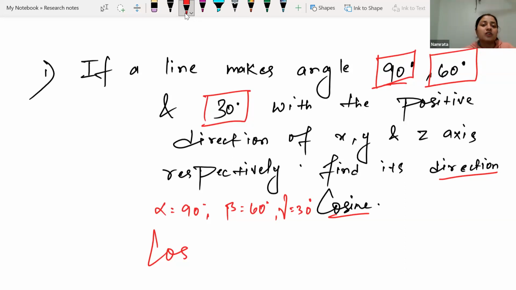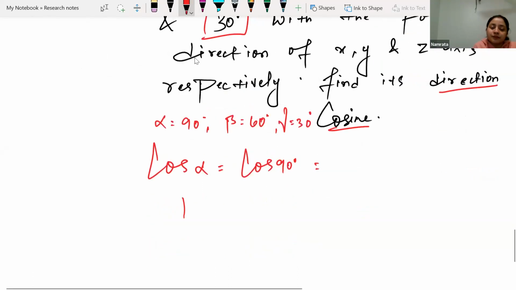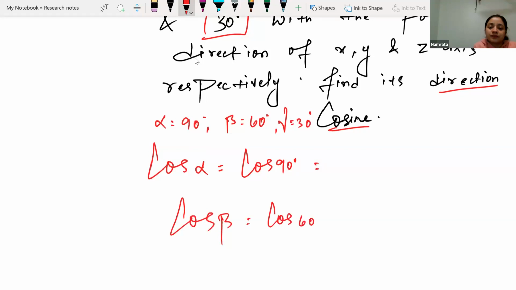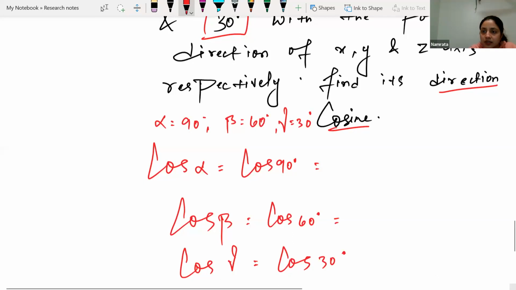Cosine means cos theta. So cos alpha we have to find, that is cos 90 degree. Then we will find cos beta, that means cos 60 degree, and then cos gamma, that is cos 30 degree. Now tell me what is the value of cos 90 degree, cos 60 degree and cos 30 degree.